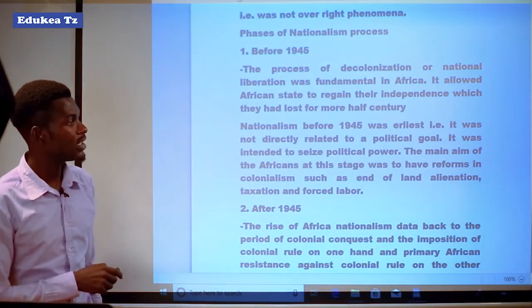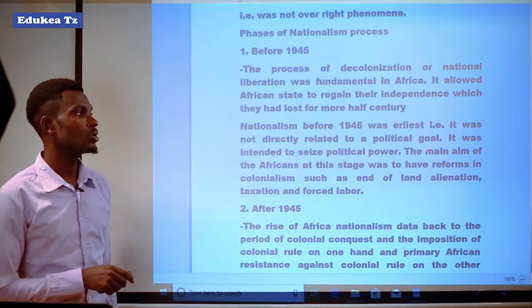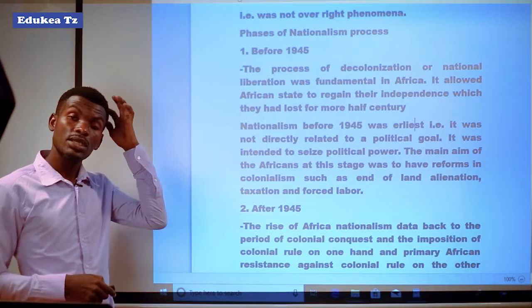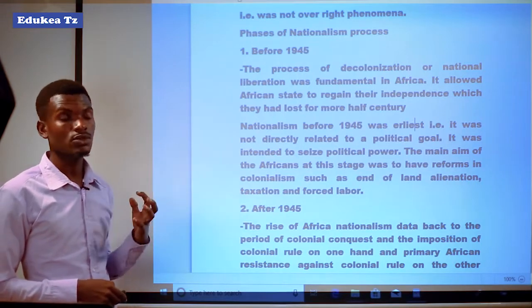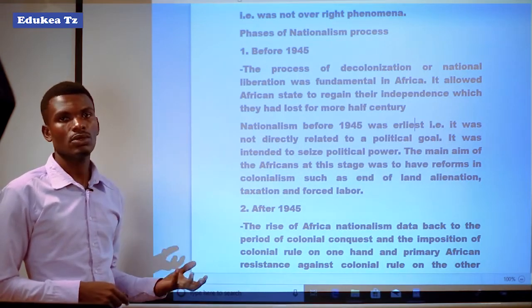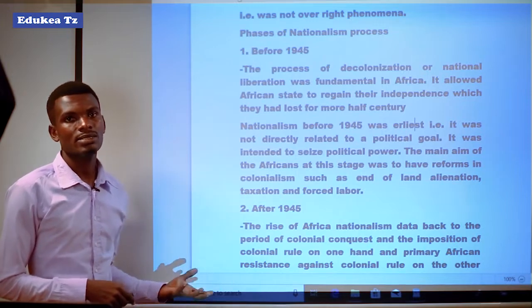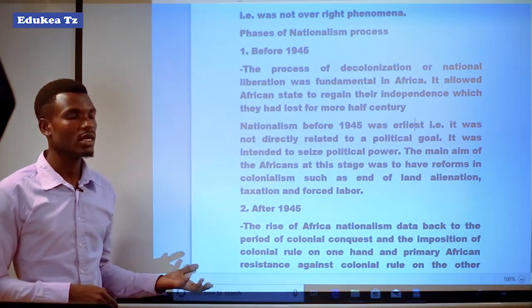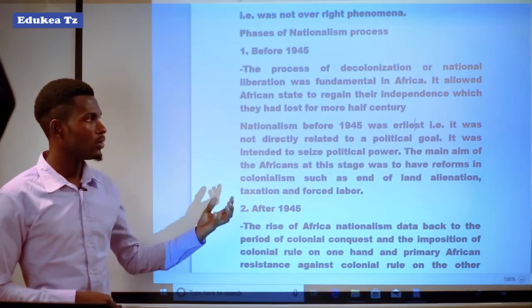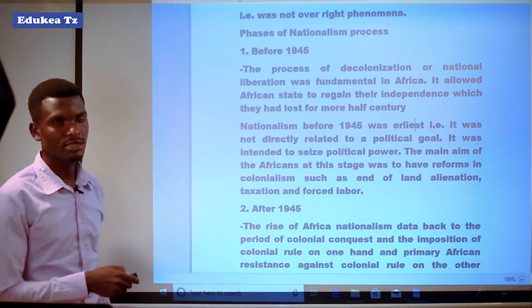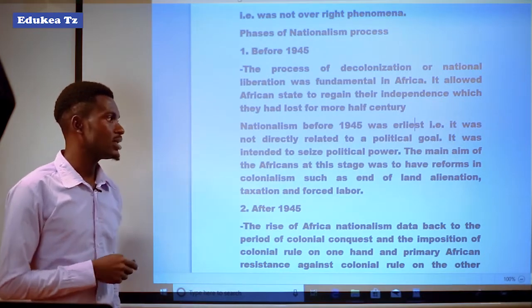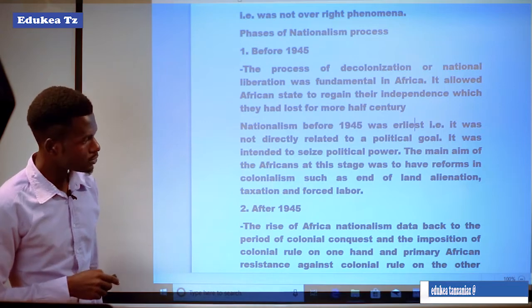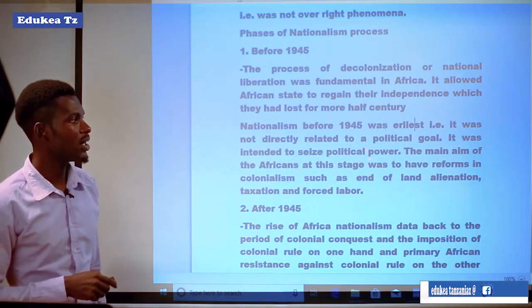It was not directly related to a political goal. It means that it was not based on political independence. It was based on their interests, according to the areas where the struggle for interests was taking place. It was not intended to seize or bring political power.